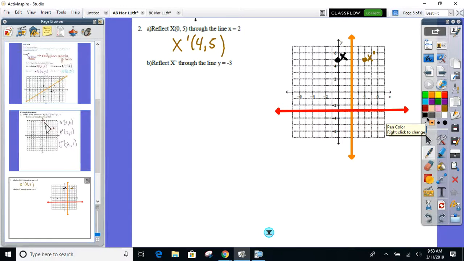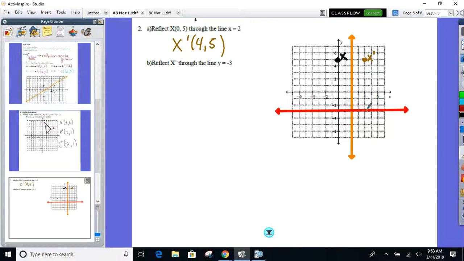Oh, I'm so sorry. You ran out of graph. I think you can still handle naming the point. I wouldn't expect you to graph it, but you can still name this point. Okay. 1, 2, 3, 4, 5, 6, 7, 8 units away. So go 8 units in the other direction.